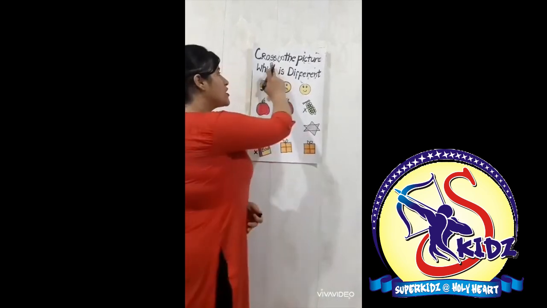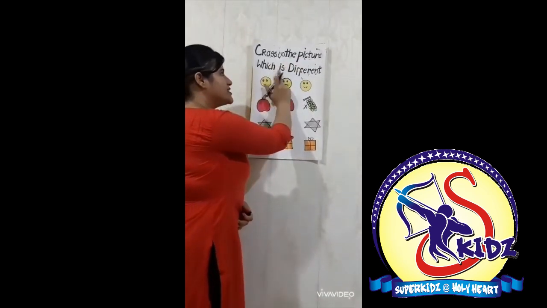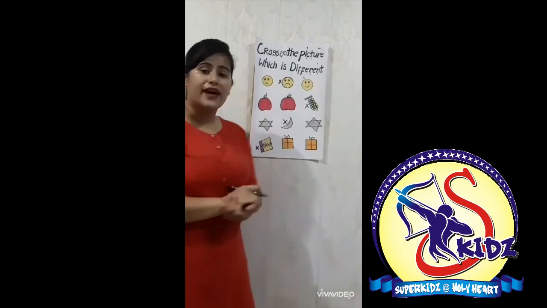So kids, which exercise did we do? We did cross the picture which is different. You all have to do this exercise in your own book. Let's begin. I hope you all will do that.